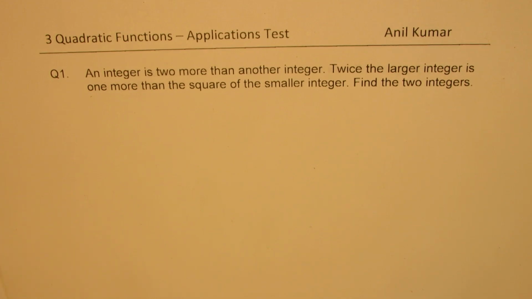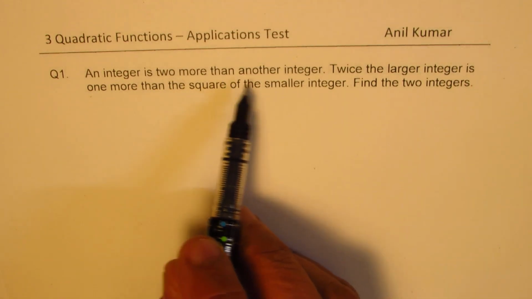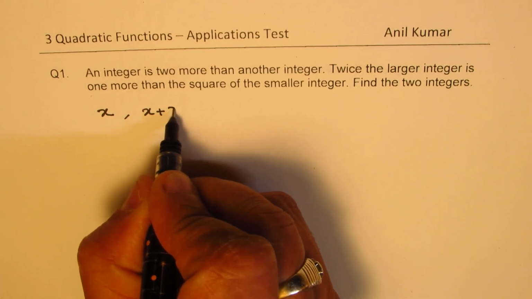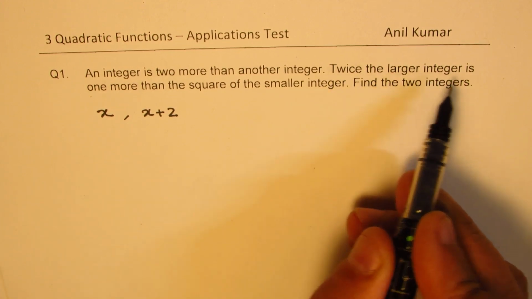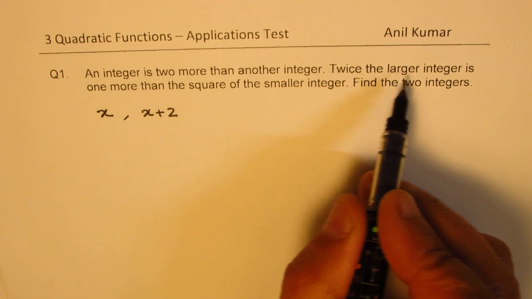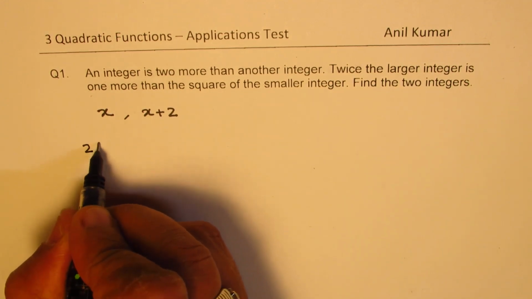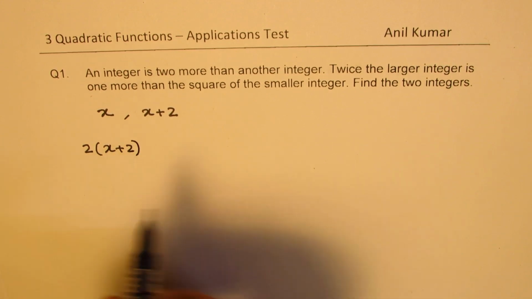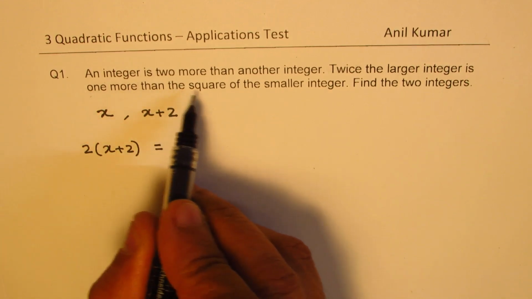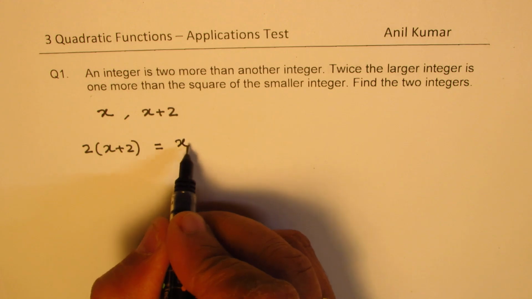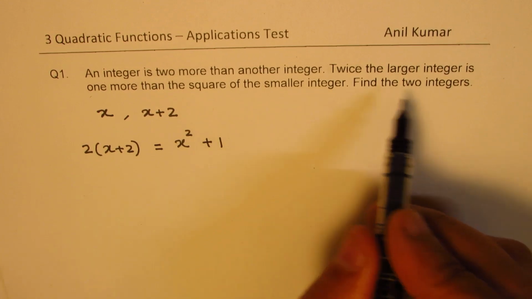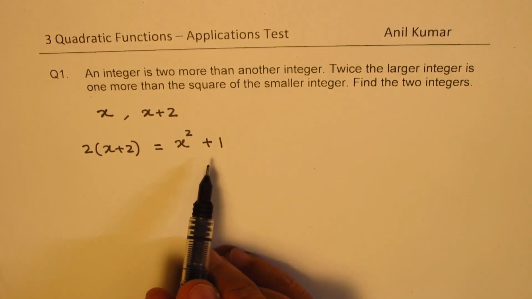Question number 1. An integer is 2 more than another integer. So if one integer is x, the other is x plus 2. Twice the larger integer is 1 more than the square of the smaller integer. Twice the larger, so 2 times (x plus 2), equals 1 more than the square of the smaller. So the square of the smaller, with 1 more than, written at the end. Find the 2 integers. So you have a quadratic equation to solve, clear?